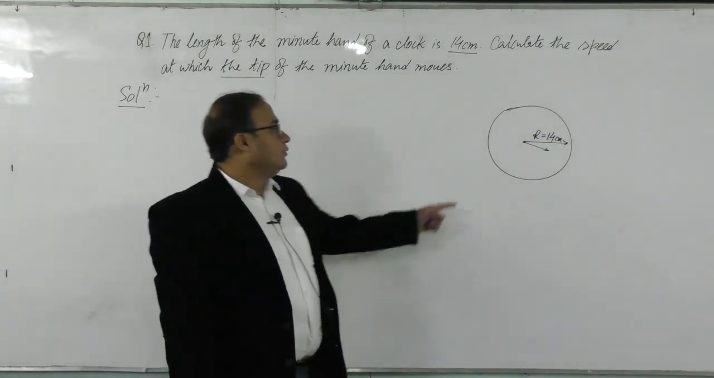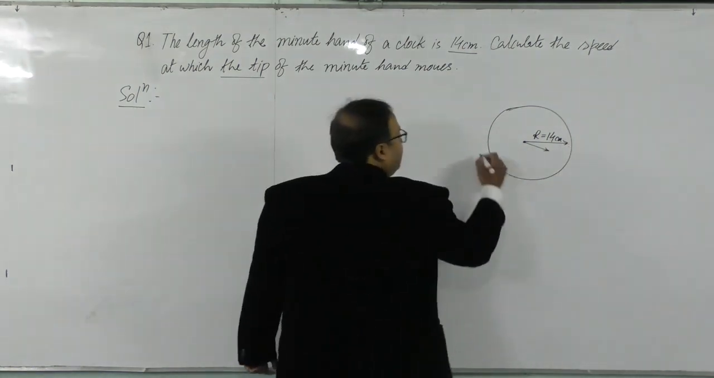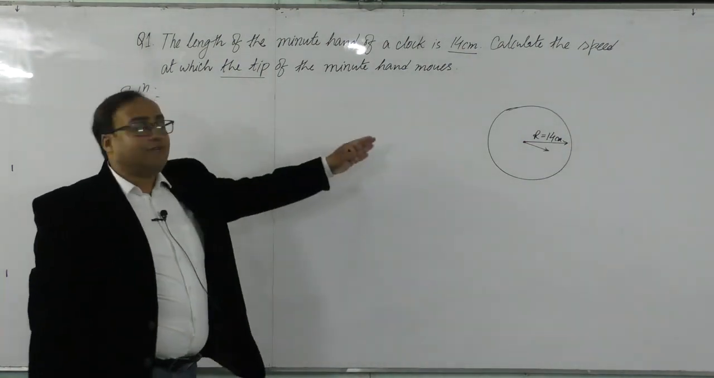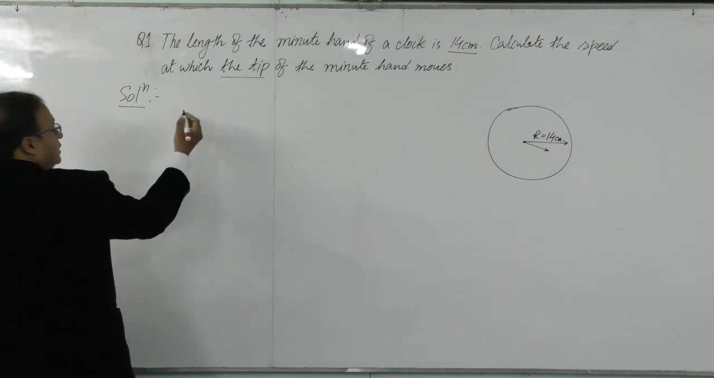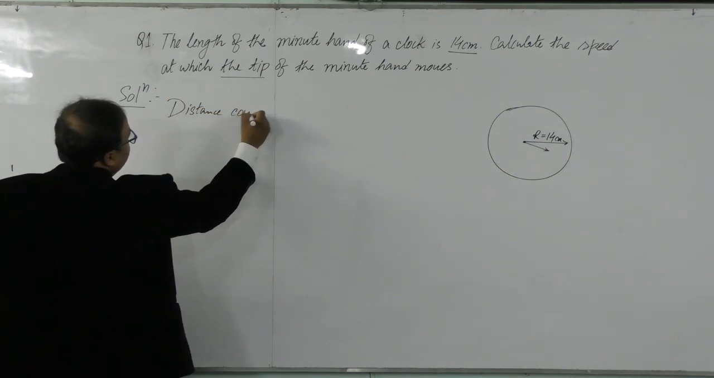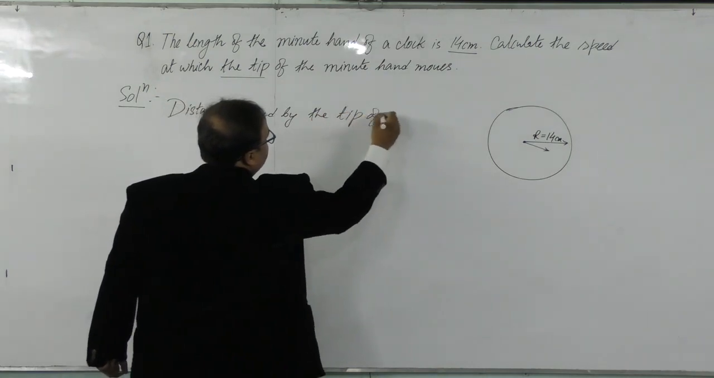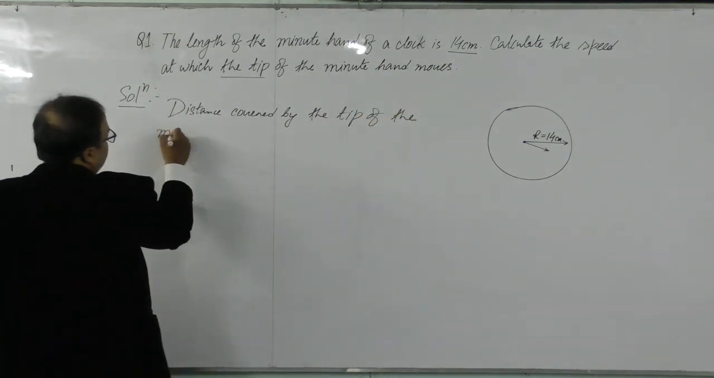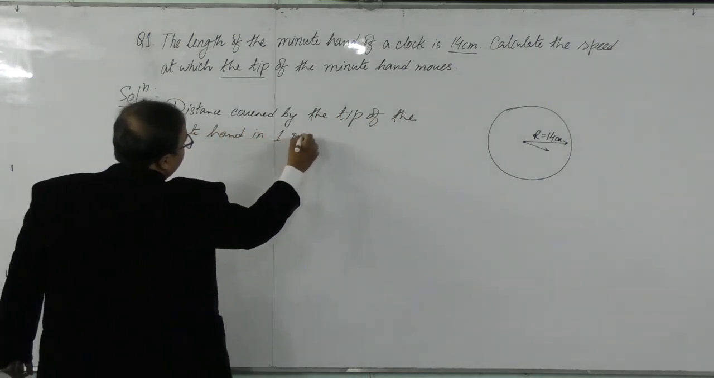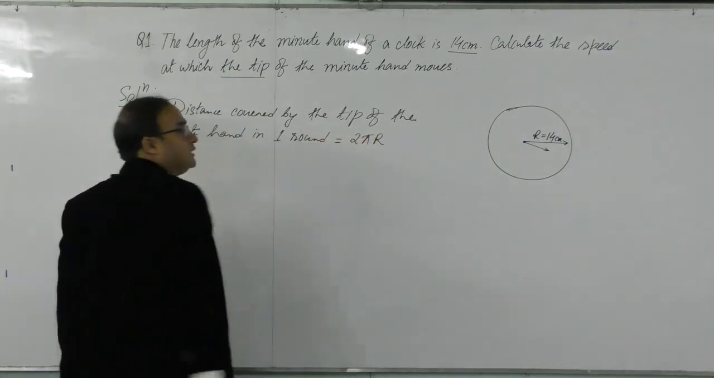और convenience के लिए हम लोग एक round के लिए calculate कर सकते हैं. So this tip of the minute hand, जब ये एक round complete करेगा, so ये कितना distance cover करेगा? It will be almost equals to circumference of the circle. So first we'll find out distance covered. Distance covered by the tip of the minute hand in one round, and that is equals to 2 pi r, where r is the radius.